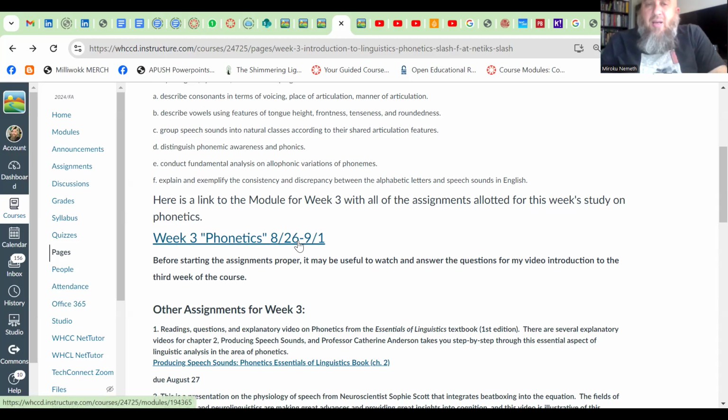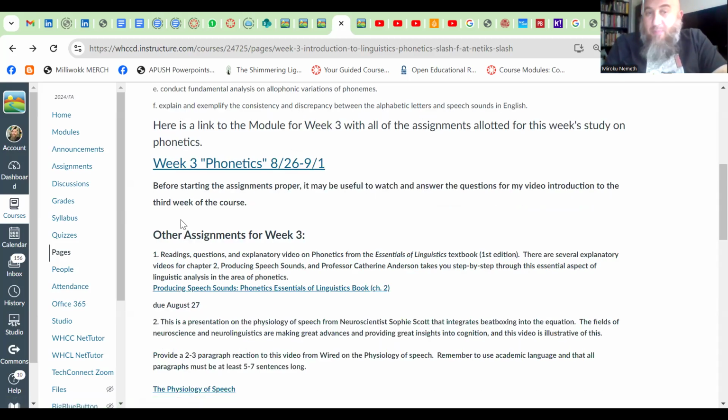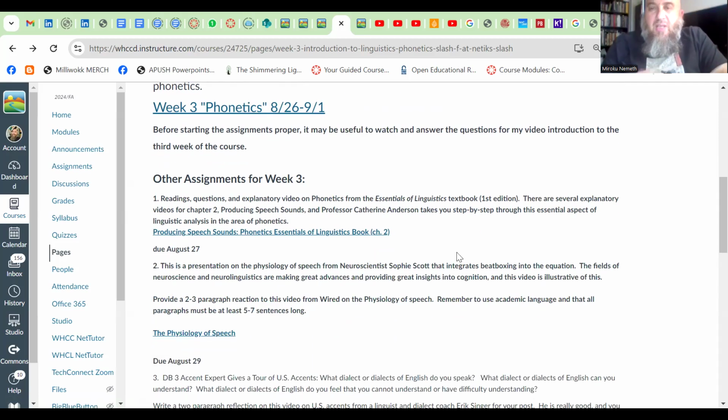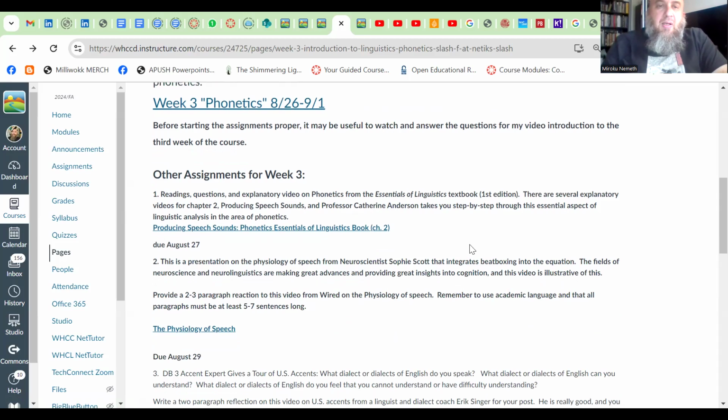Okay, as always, if you want to see all of the stuff, this will be the page. So you go to the page and you click the module, and the module will take you to all the assignments. And I'm going to have to plug in the video after I get it done and put it here. So let's go over the assignments for this week.